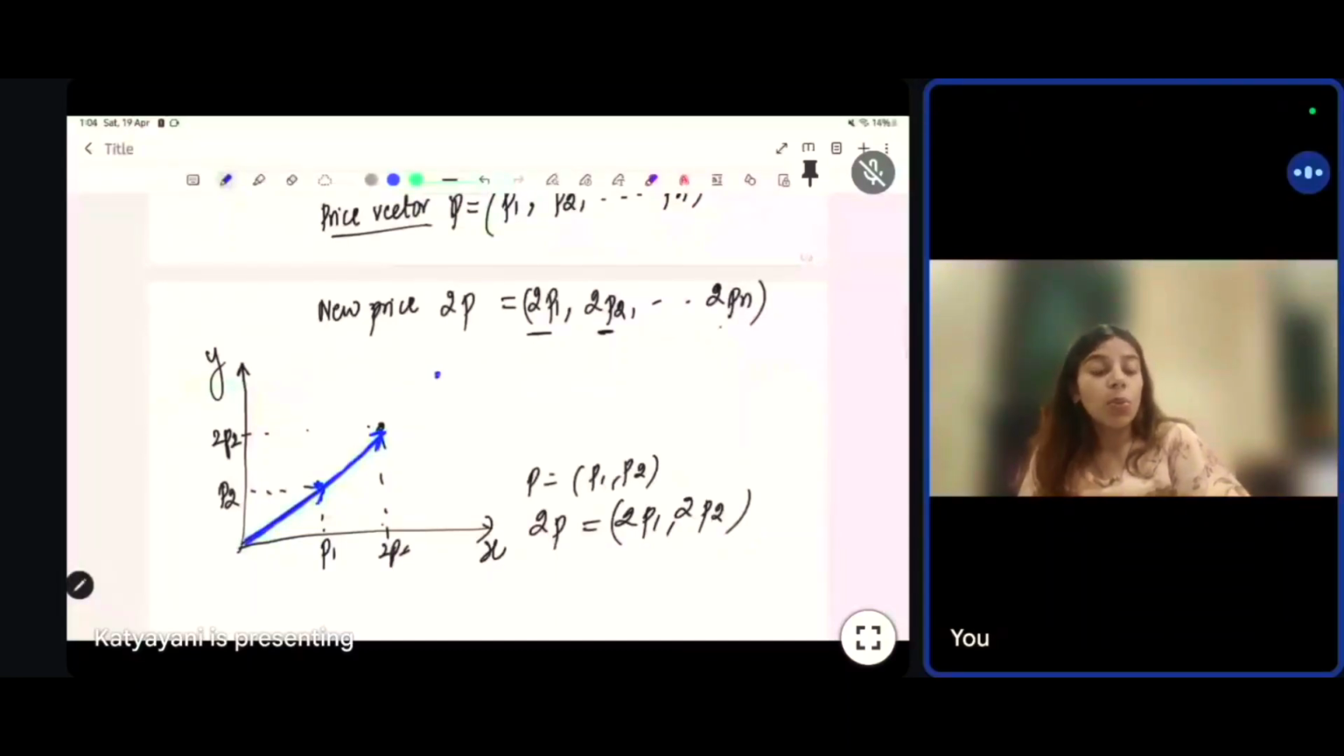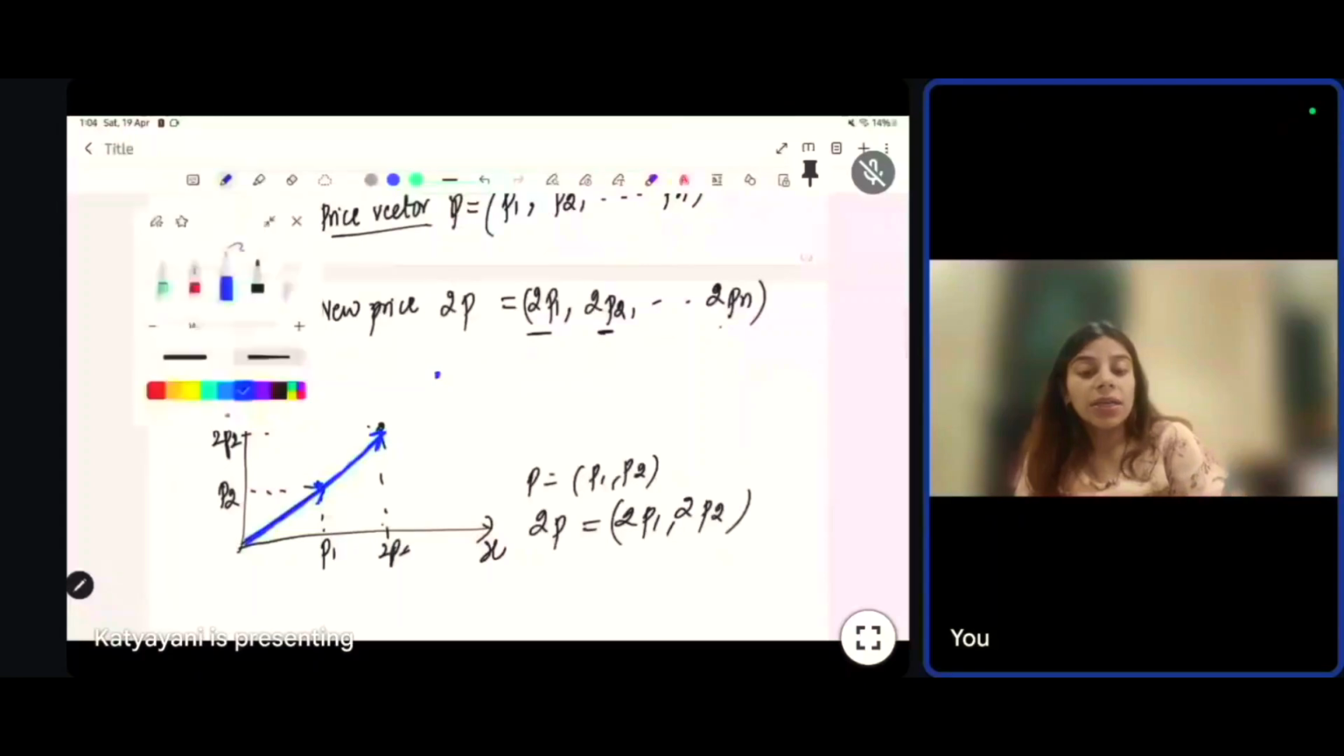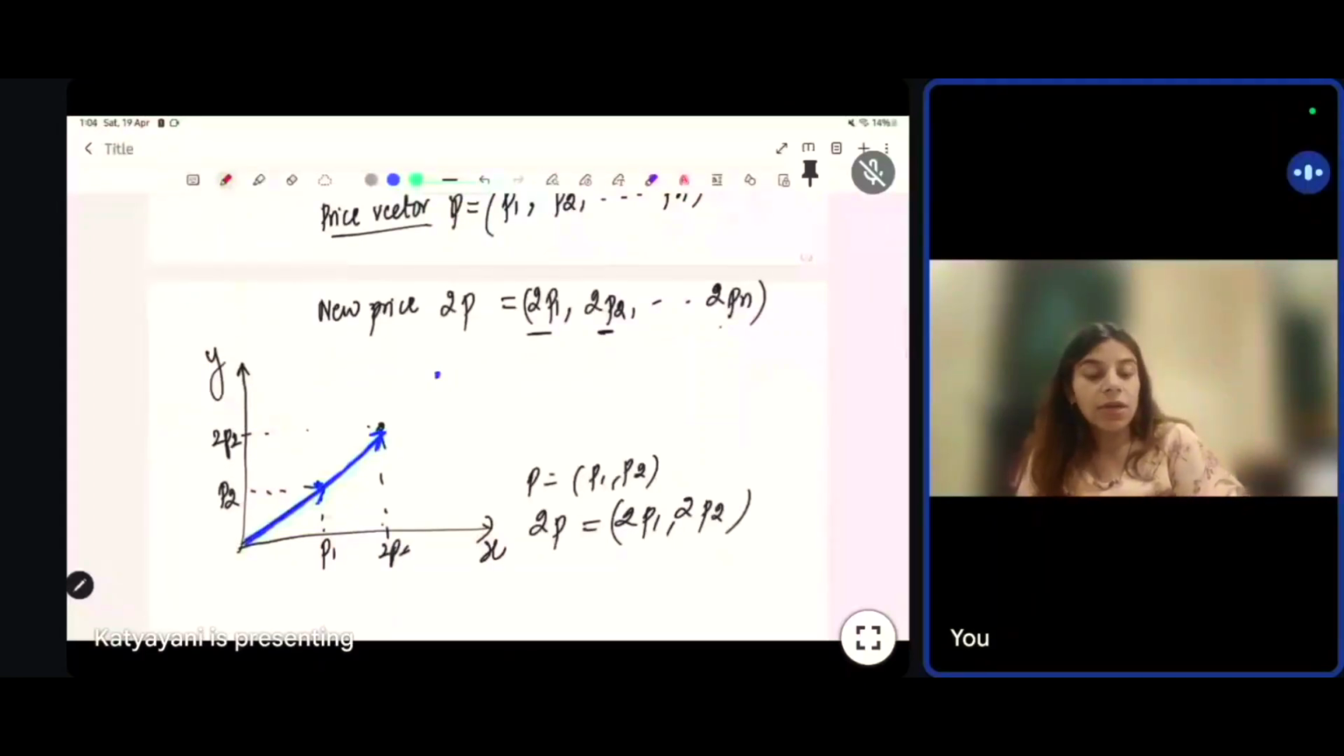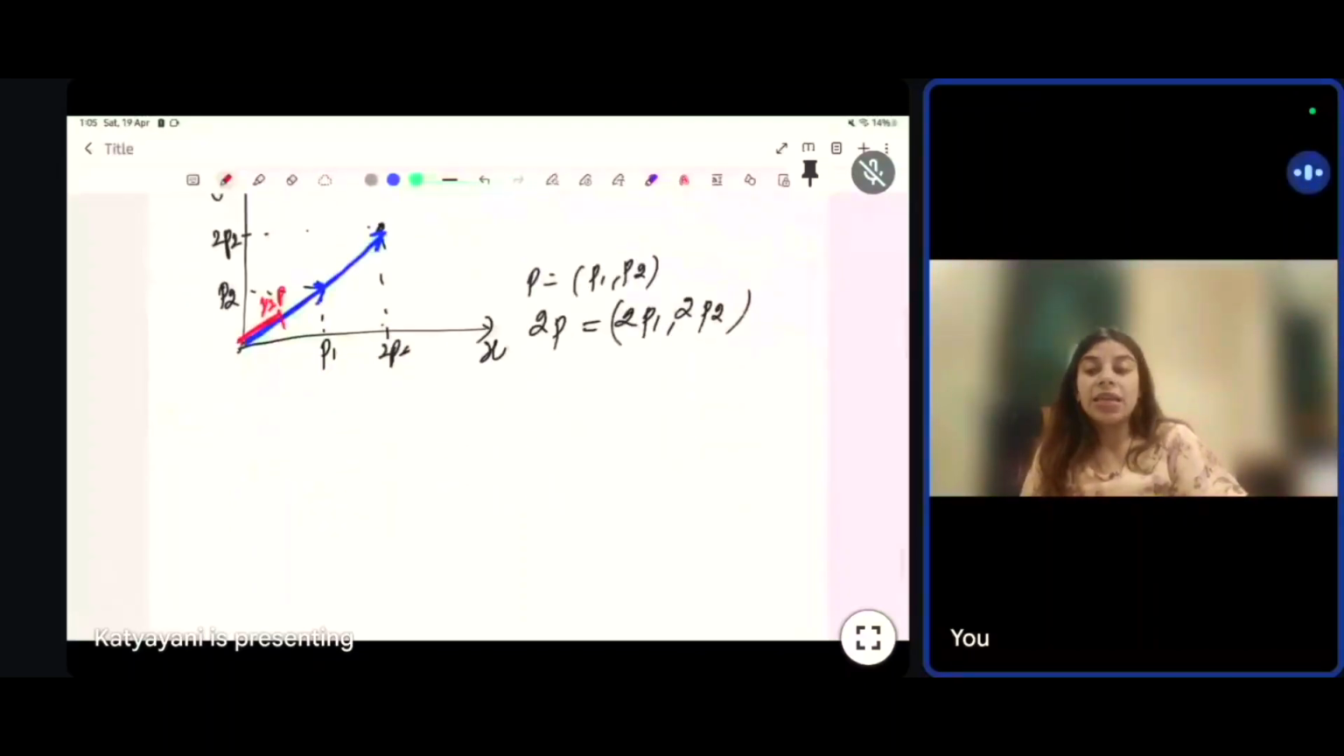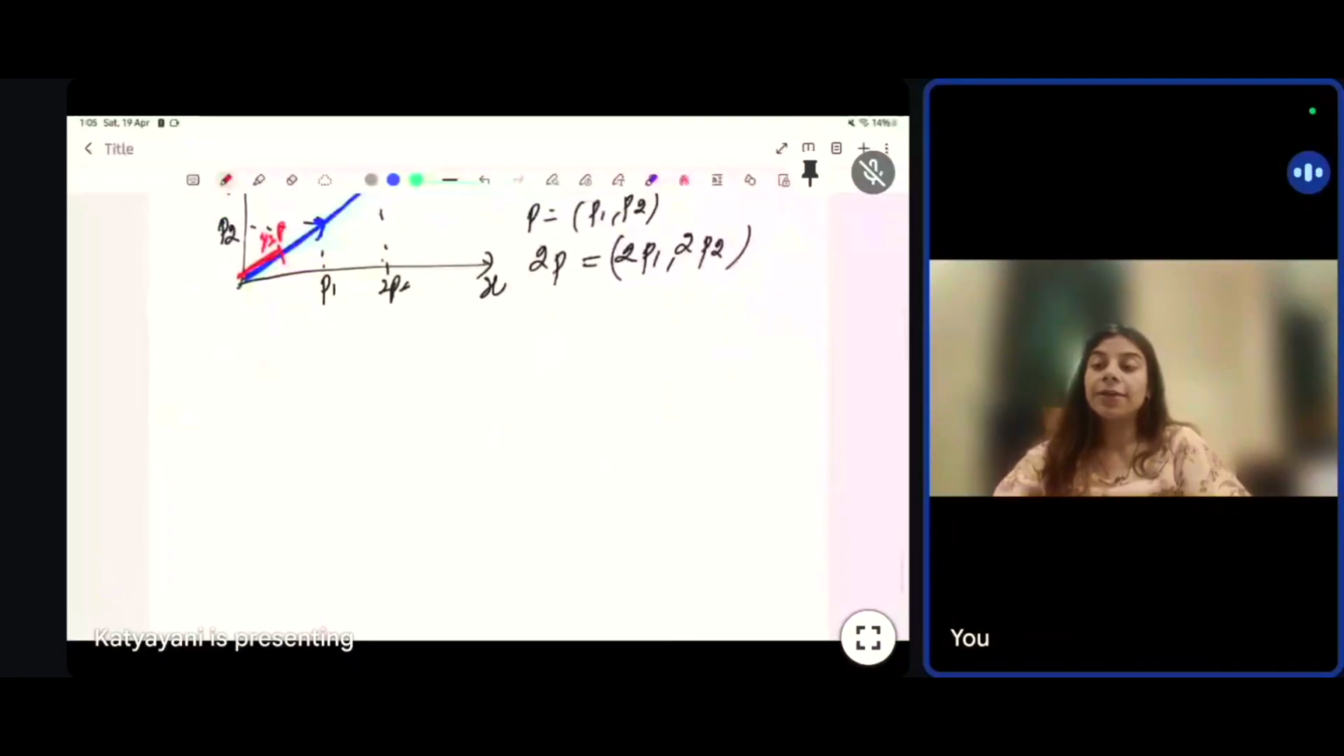And so on. What if I take half of this vector? Half would be this, so 1 by 2 p. This would be the vector. So I can scale it up, and I can scale it down. The length of the vector only changes, and the direction remains the same when I multiply it with a scalar. So that is the scalar product of vectors.